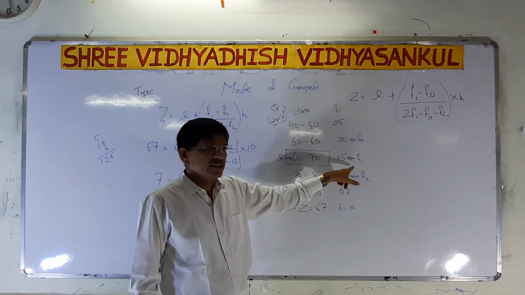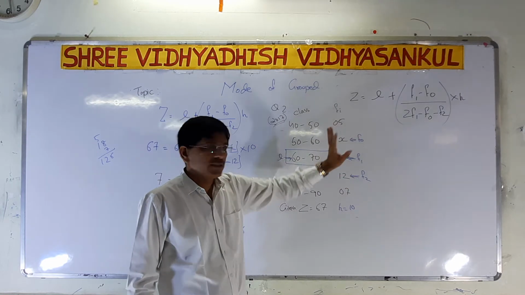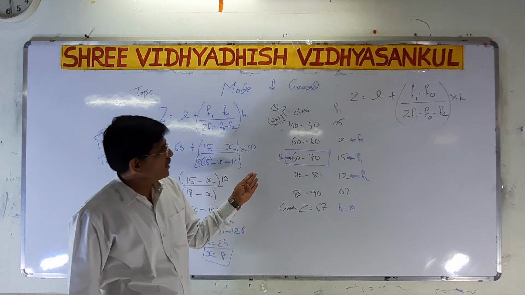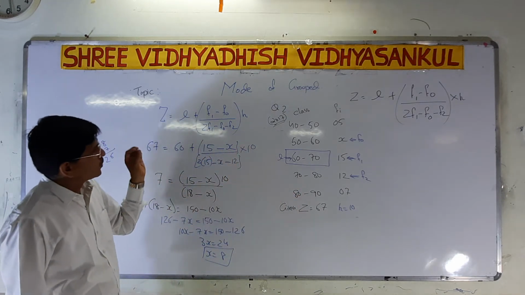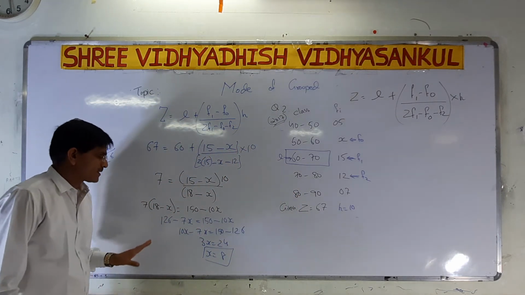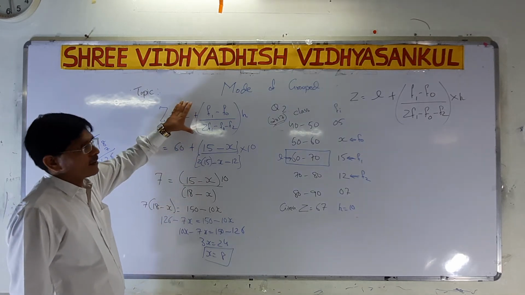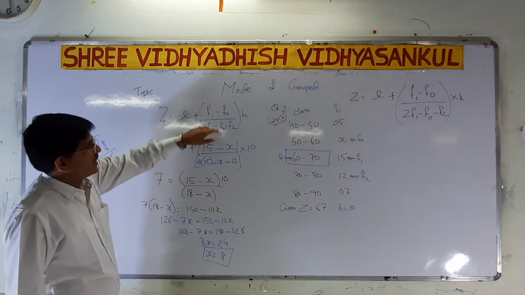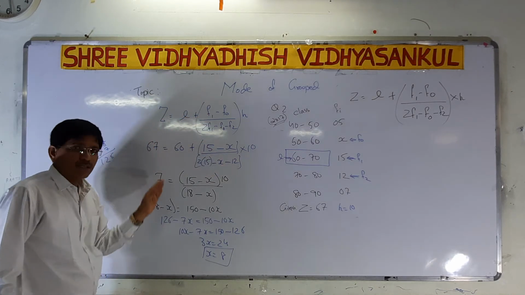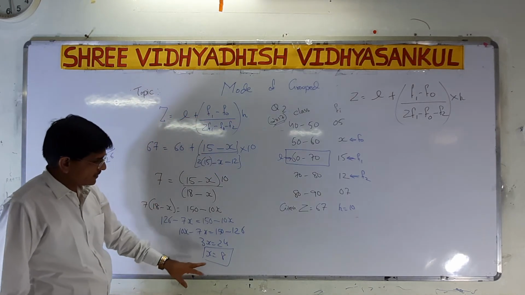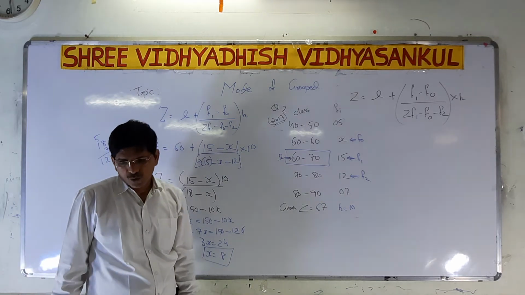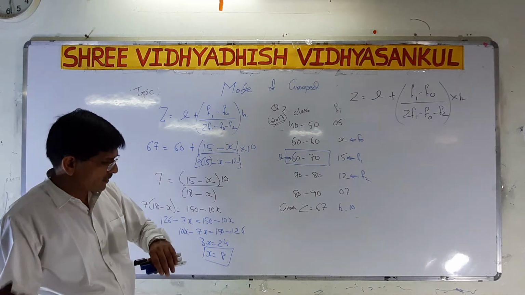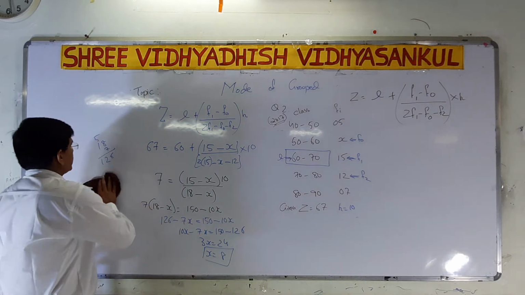Frequency from the modal class, that is F1. Above, that is F0, and below, that is F2. Now what do I have to put? First of all, I have to write all the values that are given in the question. So Z, that is 67, L, that is 60, F1, F0, all the values I put. Then simplify it, you will get the answer 8. So two sums related with the unknown frequency we have completed.